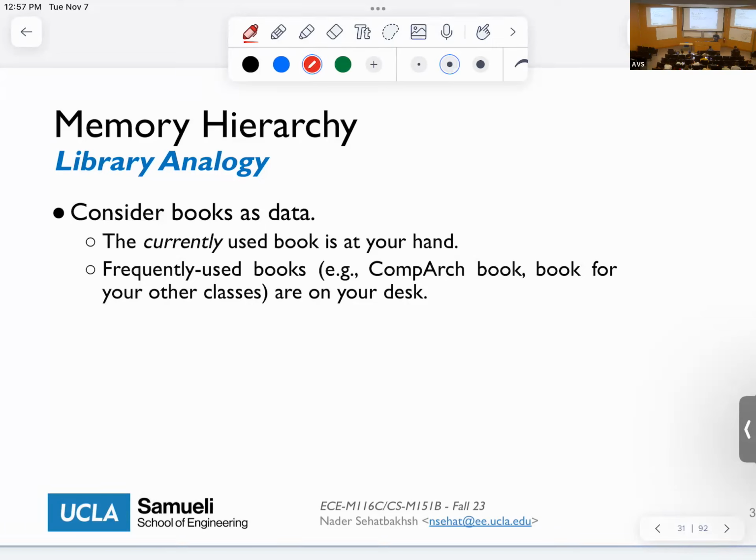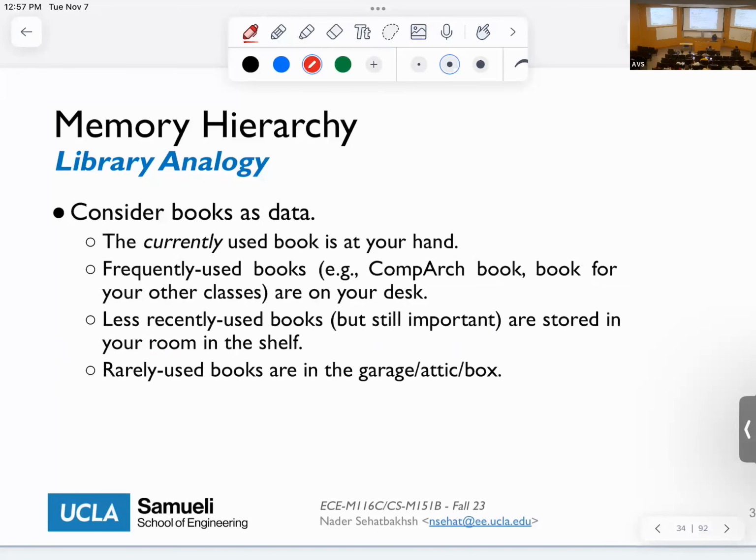So I'm going to put the frequently used books on my desk, but then I can also have other hierarchies, okay? So maybe I also have a shelf. Maybe there is also an attic in my house, and so on and so forth. So not everything is either on my desk or in the library. There are also in-between hierarchies that I can leverage, okay? So I can put it on the desk. I put it on the shelves, and then for more rarely used ones, I'll put them in the garage or in the attic or in a box, and so on and so forth.